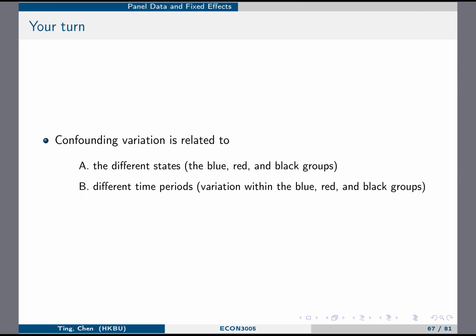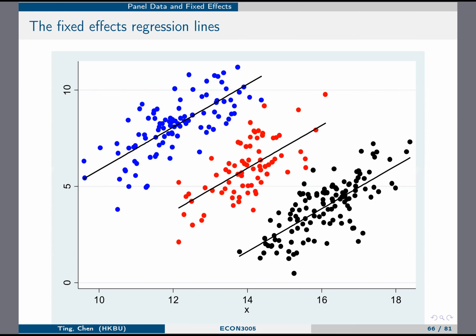So your turn. This is the question for you. In the graph I just showed you, the confounding variation is related to: A, the different states. In the graph, that would be the blue, red, and black groups. Or B, different time periods, the variation within the blue, red, and black groups. So here, the confounding variation. Now, this is after we use a fixed effect to solve the confounding.